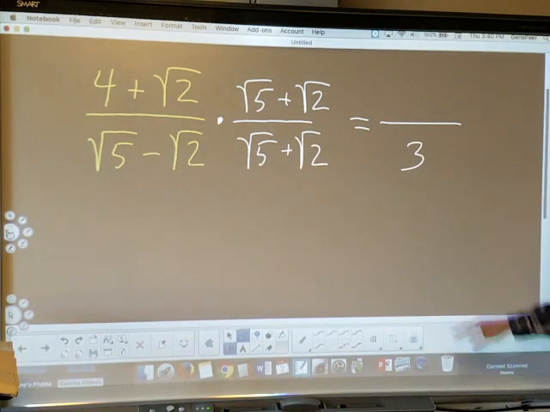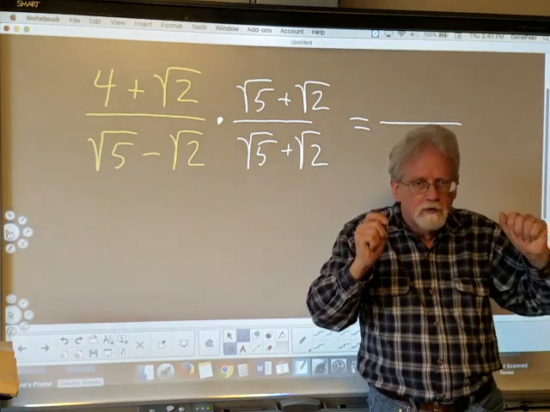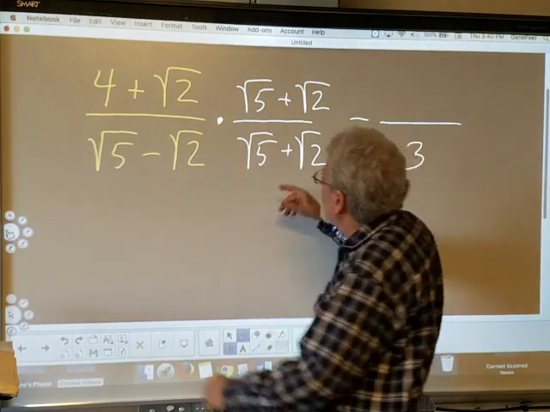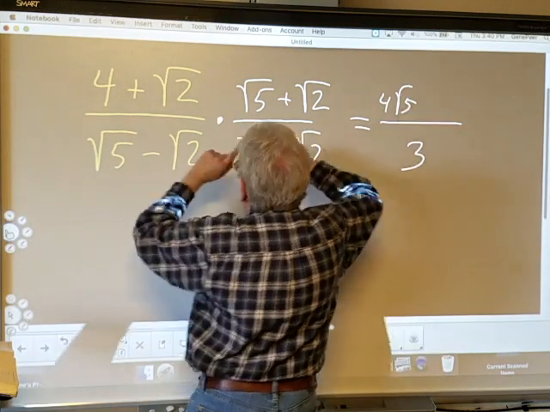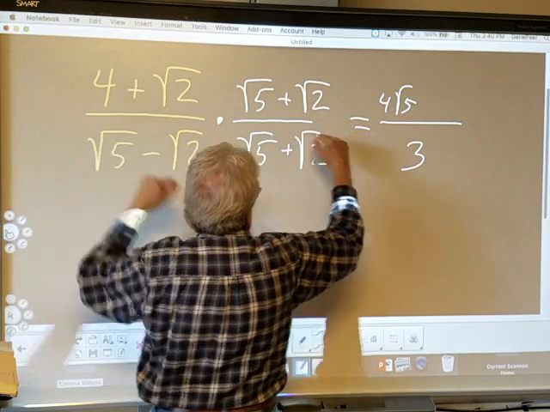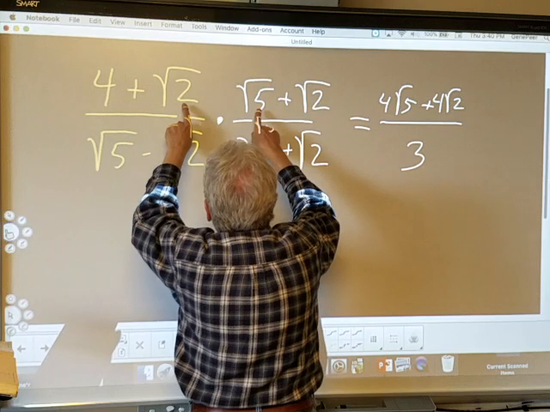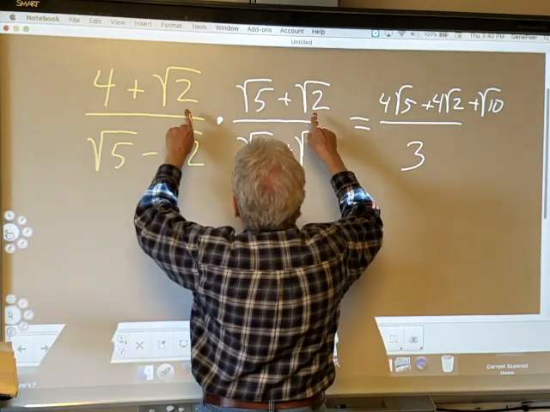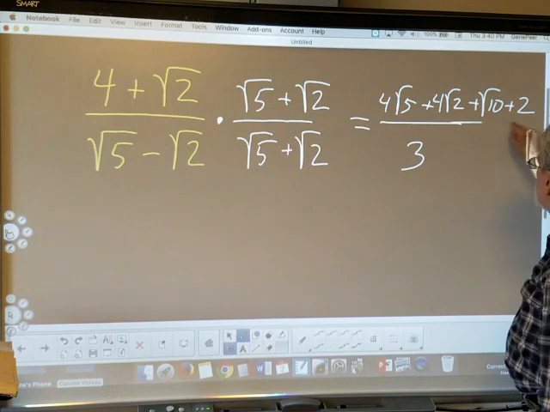Numerator, that one's ugly. And the denominator is always easy. The numerator, you have to work a little bit. Firsts, outers, inners, lasts. Yay, rationalization. Firsts, 4 square root of 5. Outers, 4 square root of 2. Inners, that's simple, right? Square root of 10. Lasts, what's square root of 2 and square root of 2? Just plain 2. All over 3, we're done.